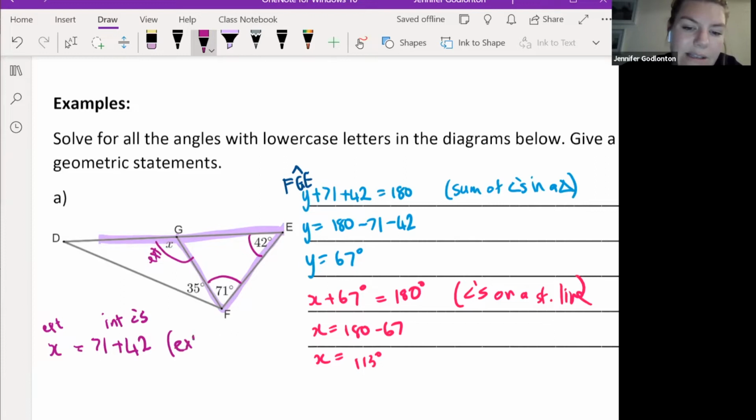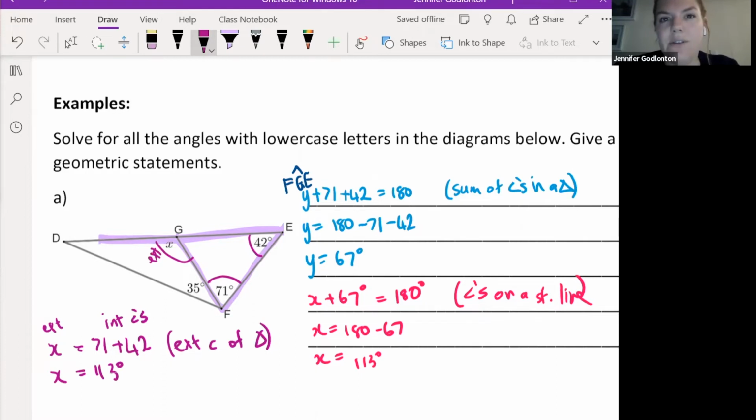And my reason is exterior angle of triangle. Then I could say x is equal to 113 degrees. So I could actually do it in one step if I use exterior angles of a triangle. But you don't have to, so that's the thing.